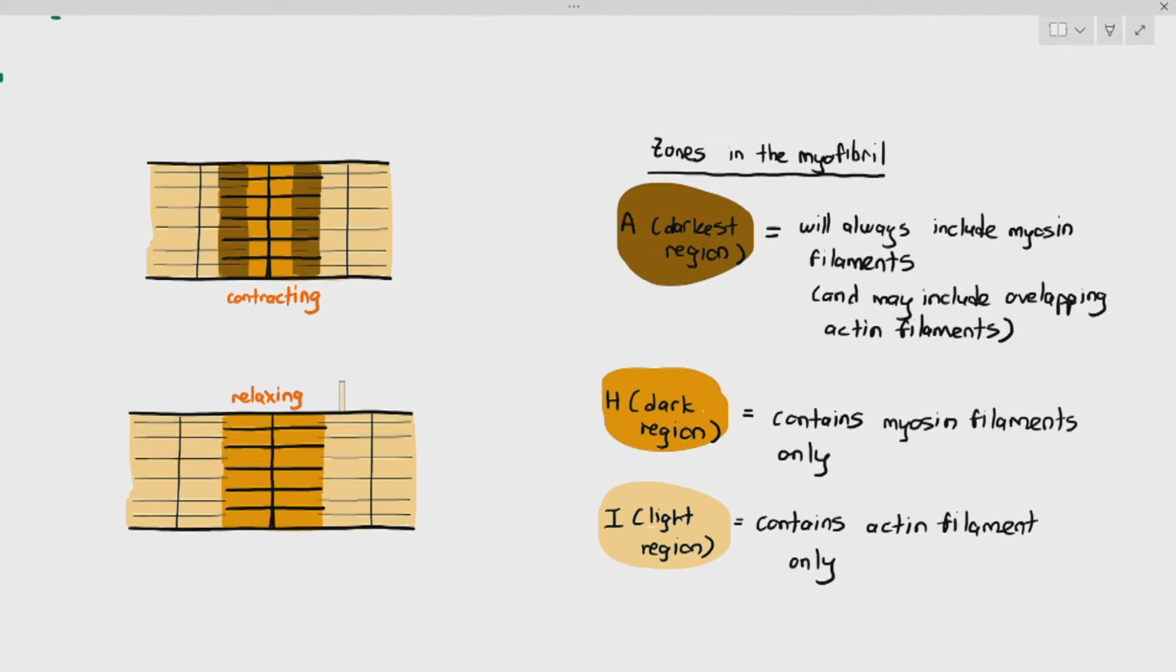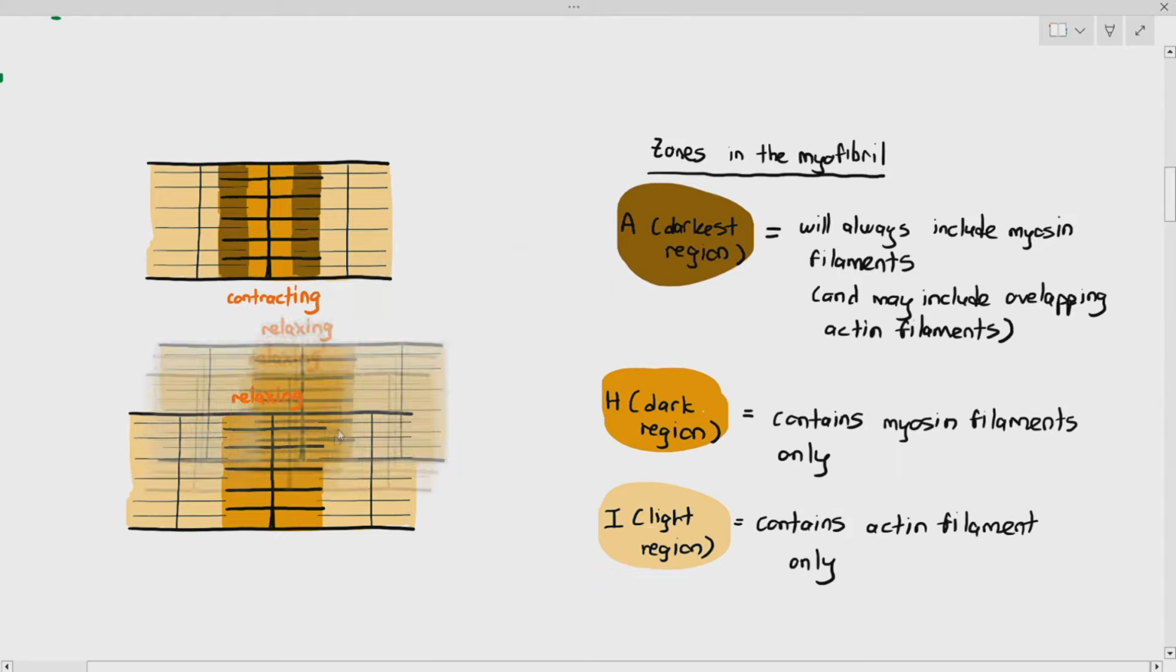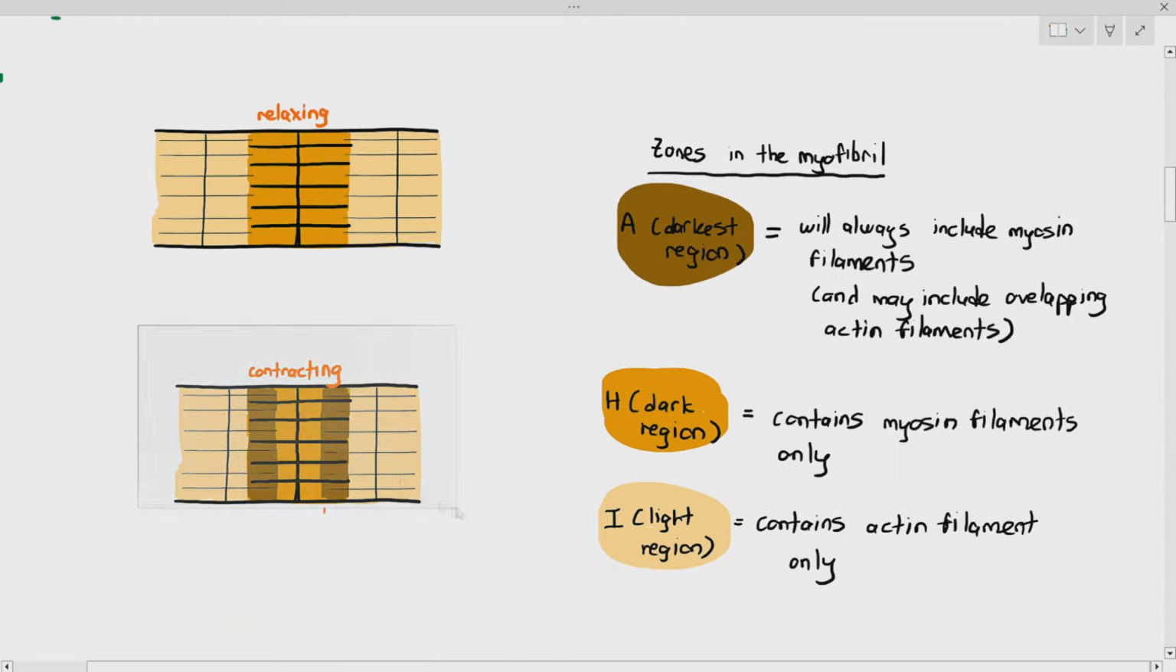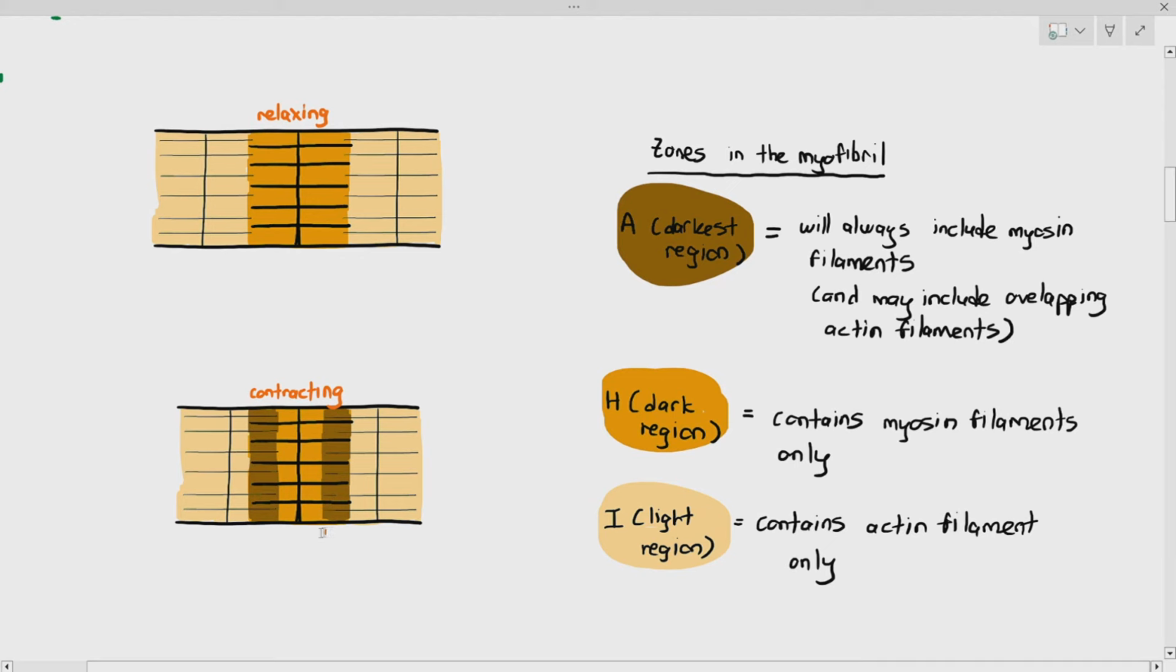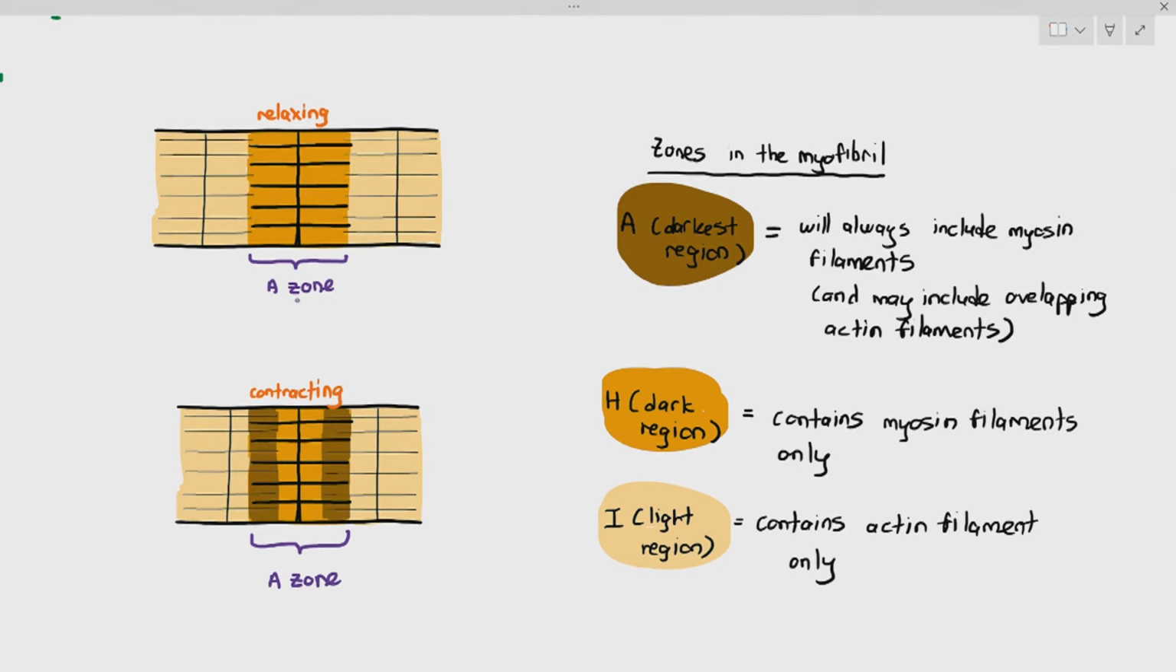So I'm showing you a section of a myofibril right here. I'm going to switch it. Okay, relaxed at the top, contracting at the bottom. Now, where is the A zone? The A zone, I told you, must contain the entire length of the myosin filament, and it may also contain any overlapping actin filament. So that part is the A zone right there for the relaxed muscle, because at this point it's containing only the entire length of myosin filament. But at the bottom, for the contracting muscle, notice, like I said, based on definition, it contains the entire length of the myosin filaments, and it will also contain overlapping actin filaments. That is the A zone as well.